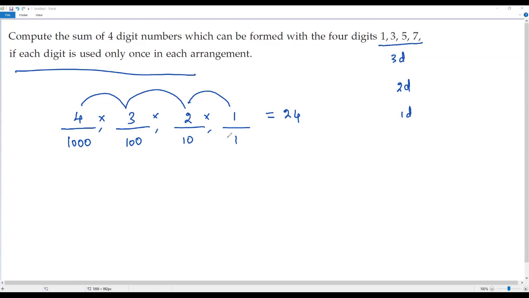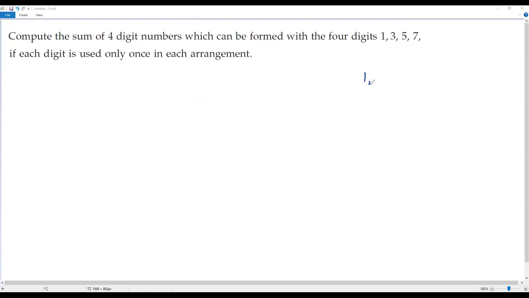So is it possible to display all the 24 4-digit numbers which are formed with these digits and also add them? No, it's not possible. Anyway, it's possible, but it will be time consuming. But we must find some shortcut to get the answer for this question. So for that, what I'm going to do is consider the 3 digits 1, 2, 3. Okay, the same condition. Let me take this one also.